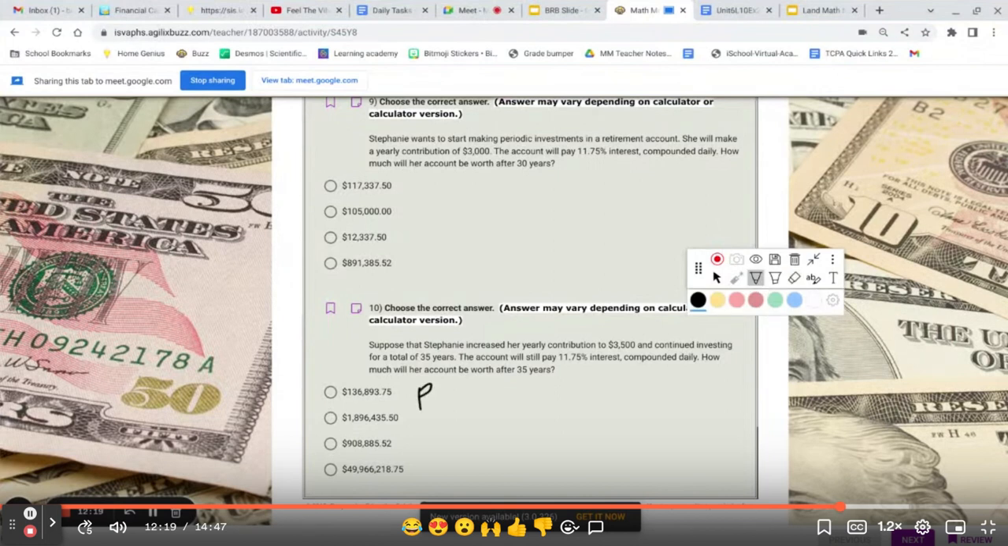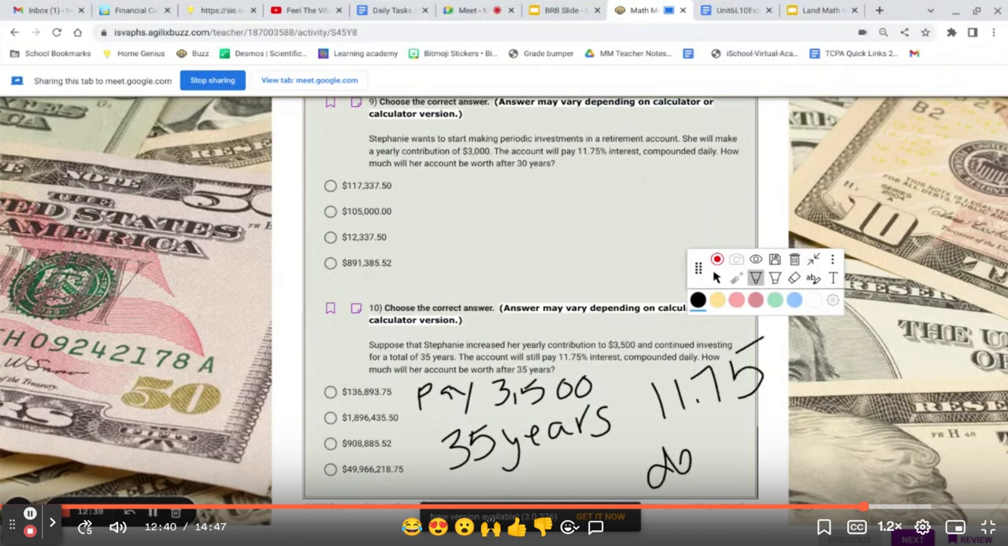Okay, so she's going to make a payment, and her payment is going to be $3,500. And she says she's going to continue investing for a total of 35 years. Okay, the interest rate is 11.75. We're going to compound this daily. So they say she increased her contribution to this account. How much will her account be worth? So what we're looking for is the future value. And number 10 piggybacks off of number 9. That's why it says, suppose now that she did something, because they're assuming you work number 9, but we're just starting at 10. So we're looking for future value here.